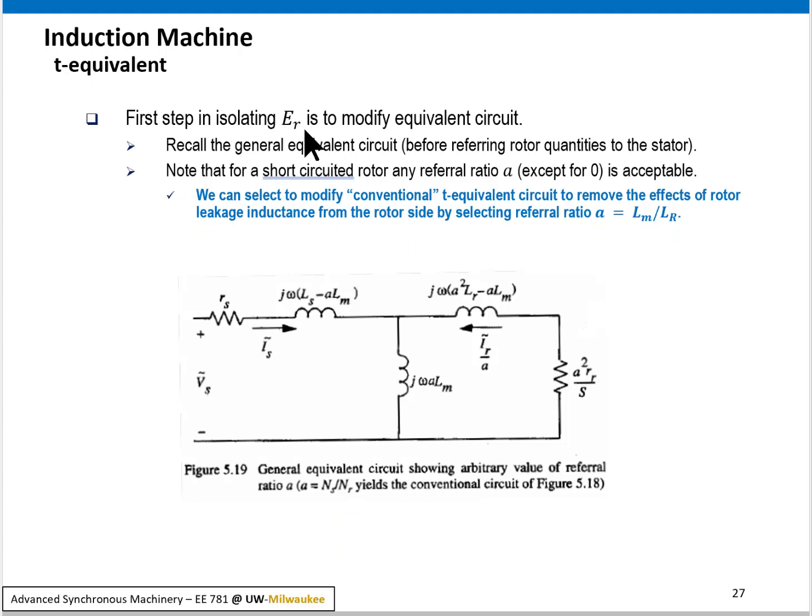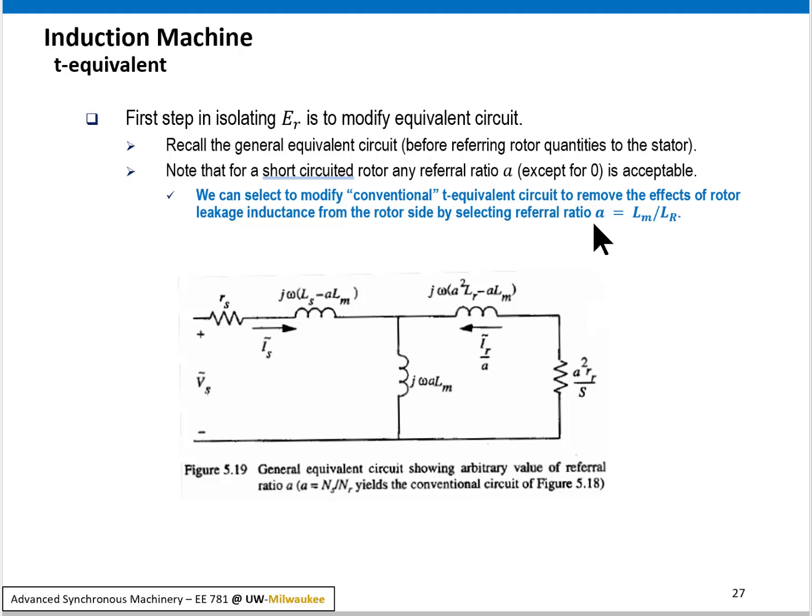So the first step in isolating that voltage is to start with this generalized equivalent circuit, which is where we started before the rotor quantities were referred to the stator side. Now, we didn't cover this in class, but it is covered in the Krishnan textbook. And the key to this whole expression here is that we can have some liberty in how we do the referencing between rotor and stator sides of this circuit using this referral ratio A.